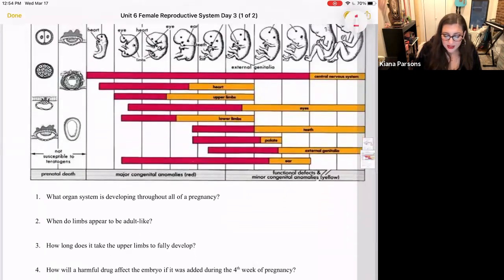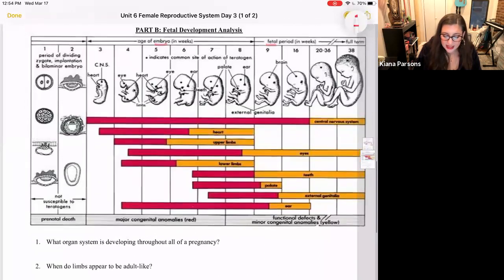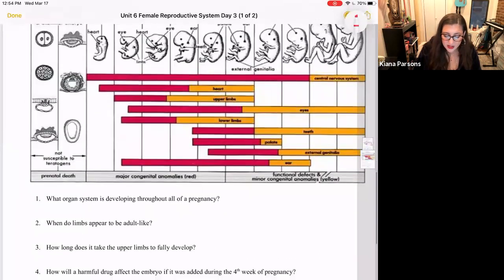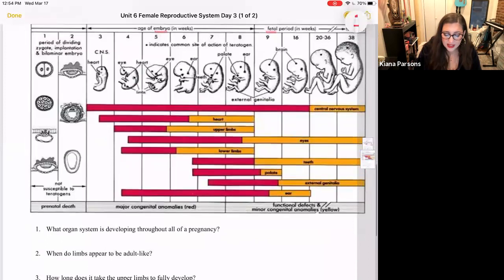All right, so let's interpret this data here. What organ system is developing throughout all of pregnancy? Which one of these lines goes all the way throughout? The only one there at the top. What organ system is this? It is the central nervous system. So the brain is developing throughout.